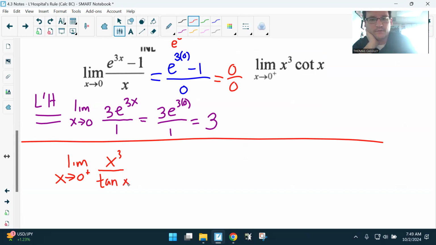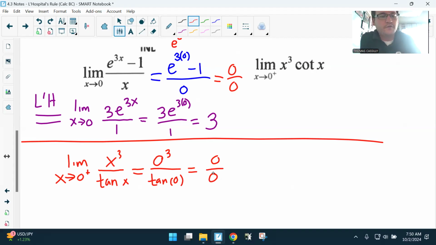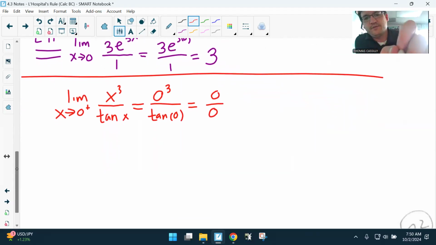All right. So first things first, make sure it does in fact approach 0. So 0 cubed is 0. And then the tangent of 0 is also 0. Right. So we're going to get 0 over 0. So that is an indeterminate form. So when you're taking the AP test, those graders on the AP exam are kind of sticklers. They need you to confirm that it is in fact indeterminate before you take the derivatives or before you apply L'Hopital's rule here.